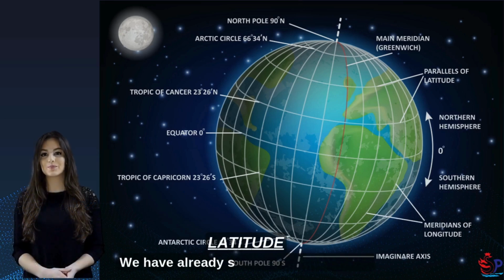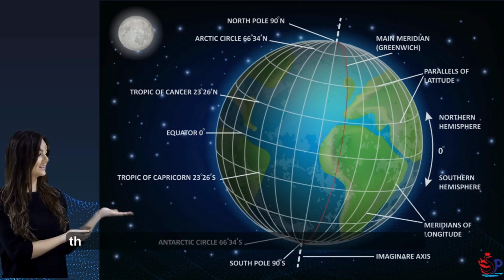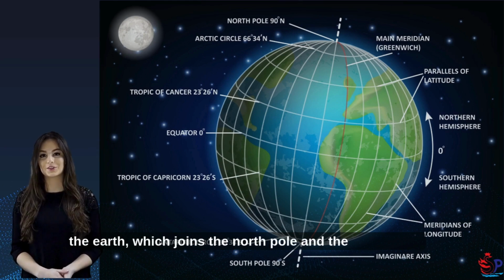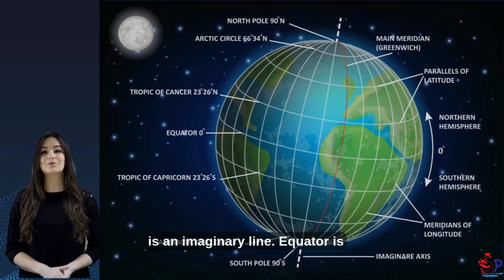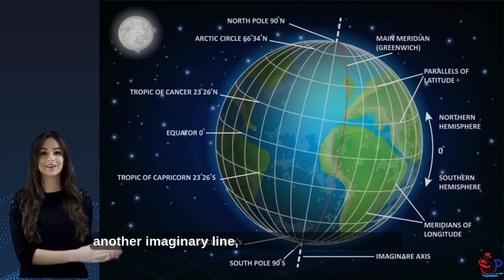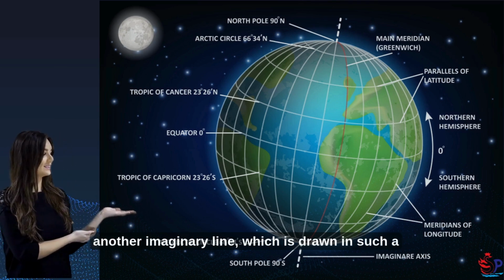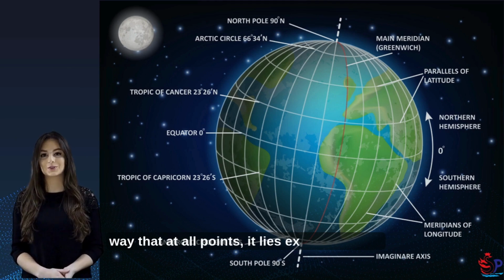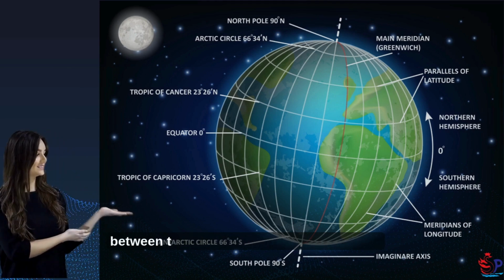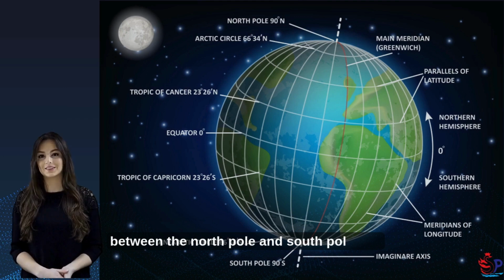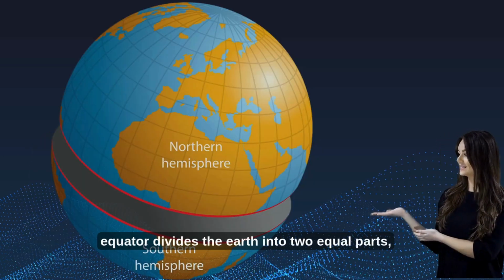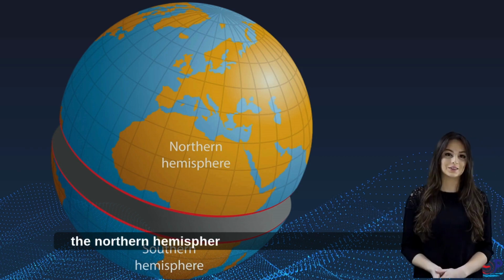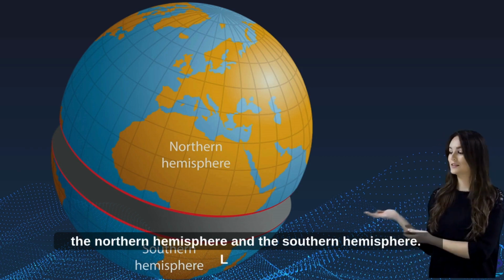Latitude. We have already studied that the axis of the Earth, which joins the North Pole and the South Pole, is an imaginary line. Equator is another imaginary line, which is drawn in such a way that at all points, it lies exactly halfway between the North Pole and the South Pole. So, equator divides the Earth into two equal parts, the northern hemisphere and the southern hemisphere.